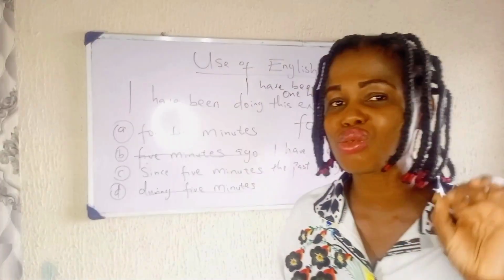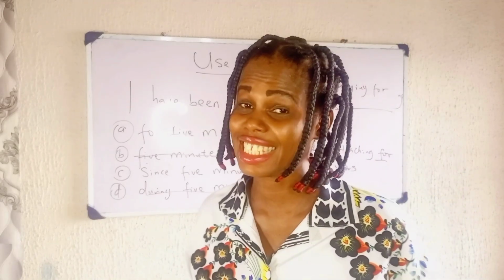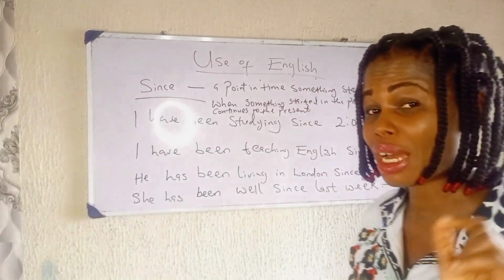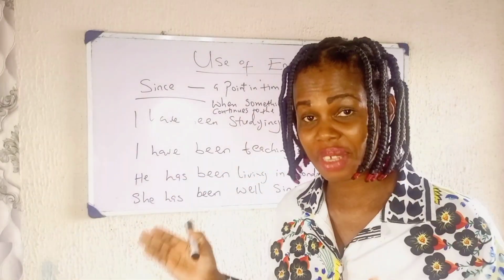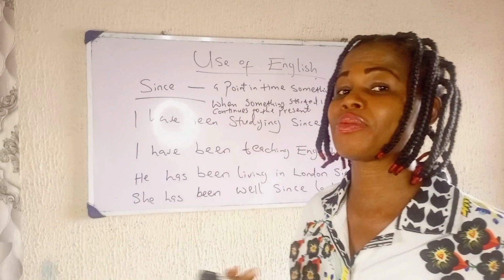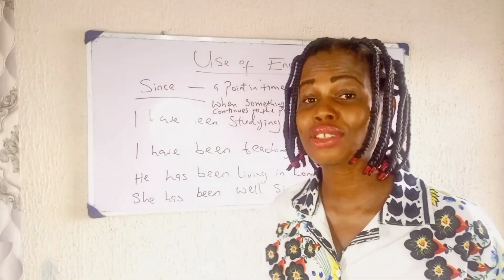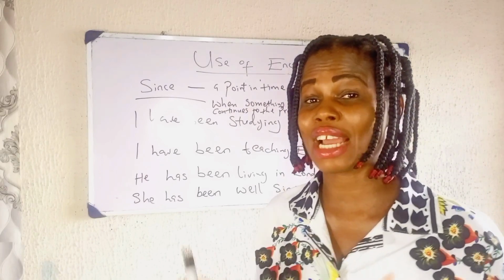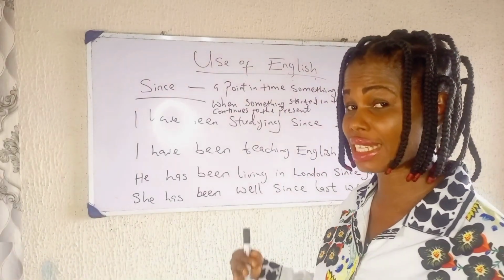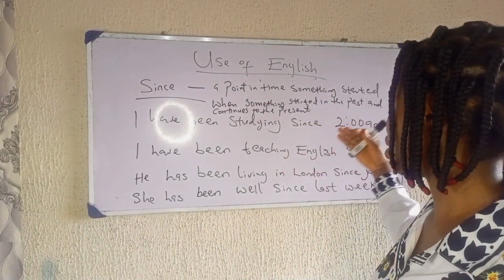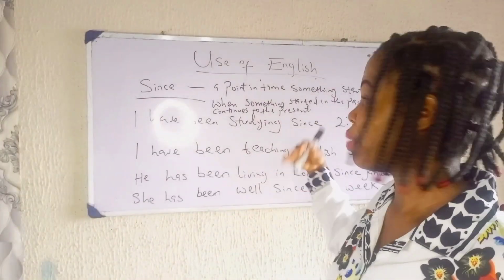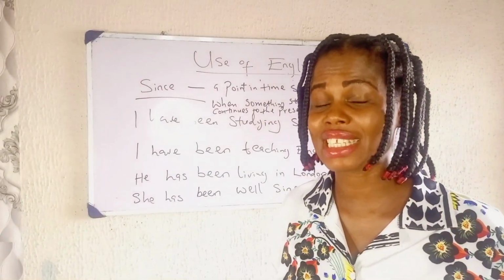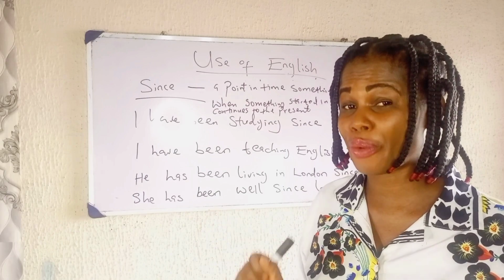Now let's see how to use since in a sentence. Since is used in talking about a point in time something started, when something started in the past and continues to the present. A point in time something started, when something started in the past and continues to the present.